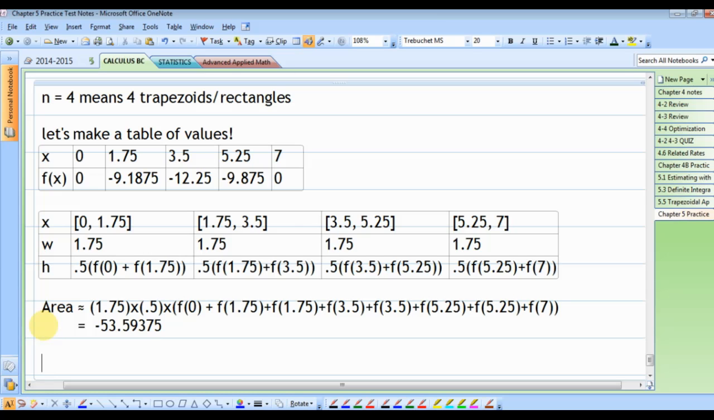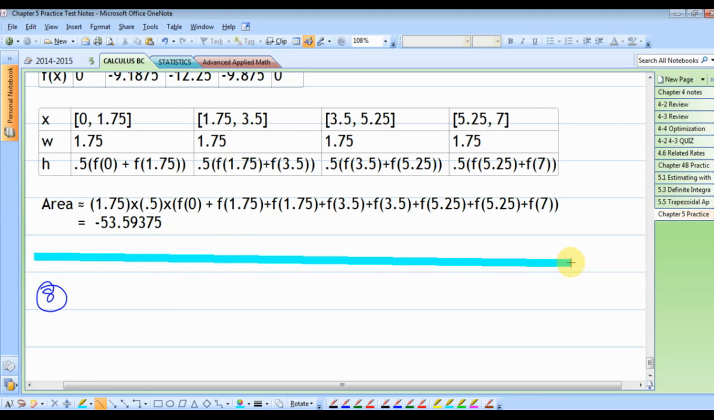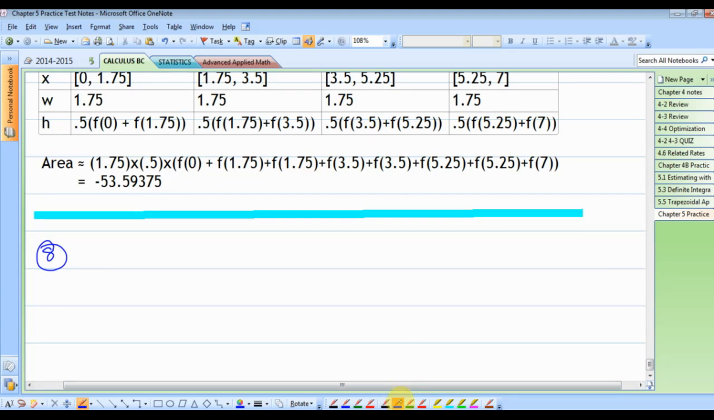Take a look at number 8. I know that was kind of confusing. It's one of the places where we're... Well, never mind. Number 8, we have the average value.